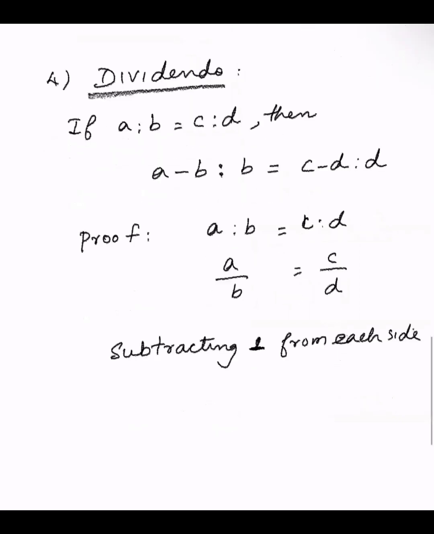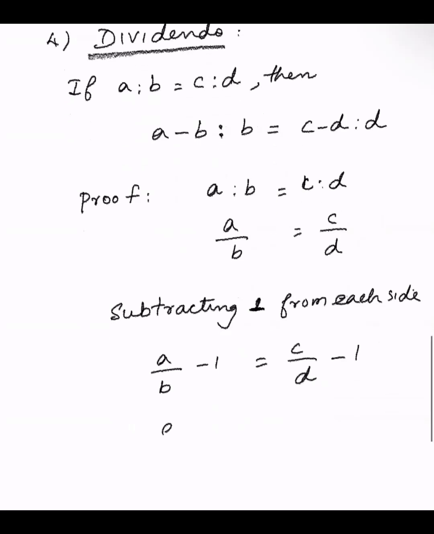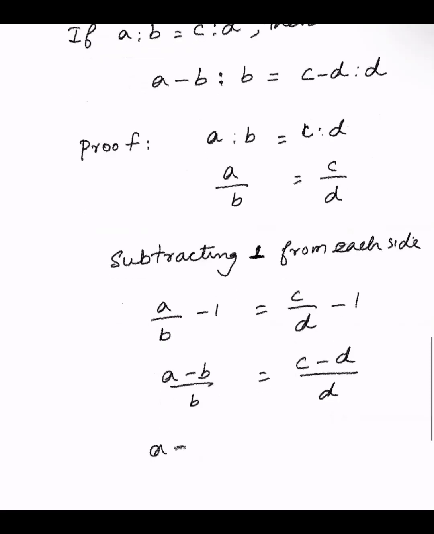Subtracting 1 from each side, you get A by B minus 1 equal to C by D minus 1, which will give you A minus B by B equal to C minus D by D. So you got the answer: A minus B is to B equal to C minus D is to D.